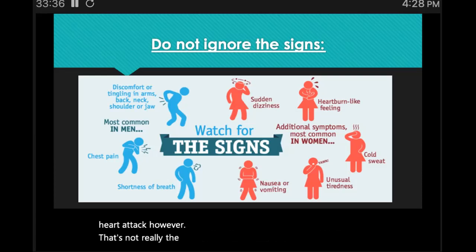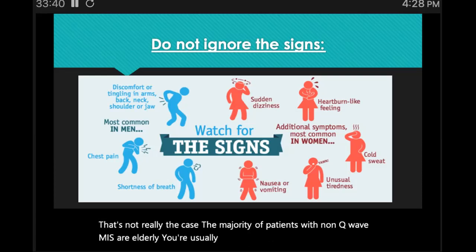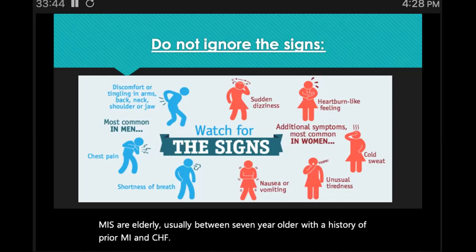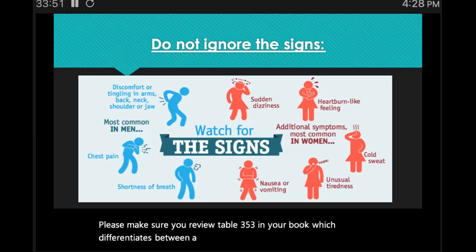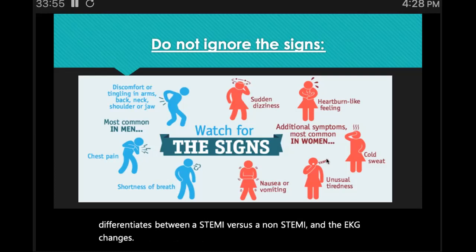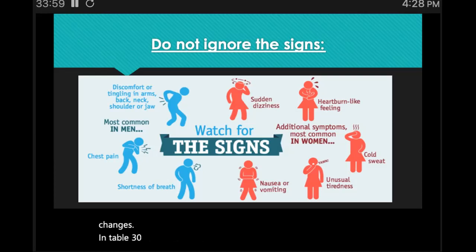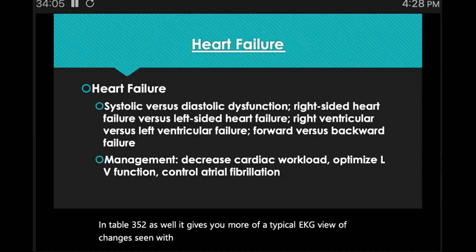The majority of patients with non-Q wave MIs are elderly, usually 70 or older, with a history of prior MI and CHF. Please make sure you review table 35.3 in your book, which differentiates between a STEMI versus a non-STEMI and the EKG changes. Table 35.2 as well gives you more of a typical EKG view of changes seen with cardiac damage.